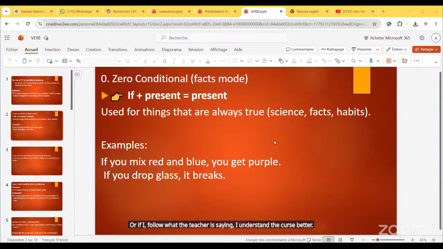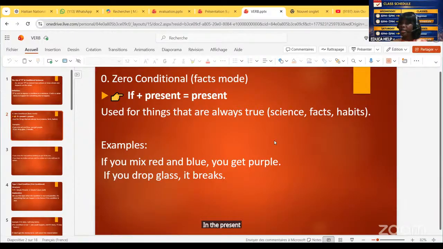The first verb is in the present, and the second one has to be in the present too, okay?